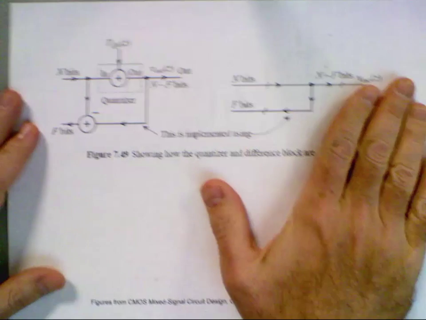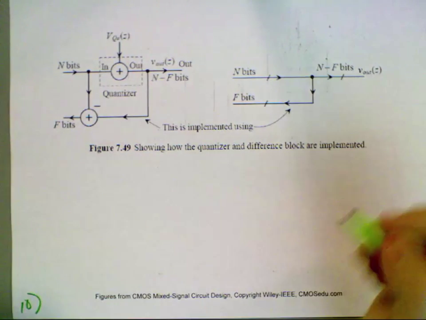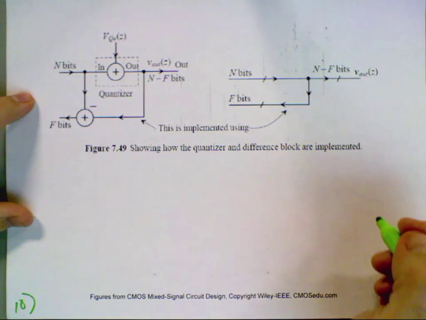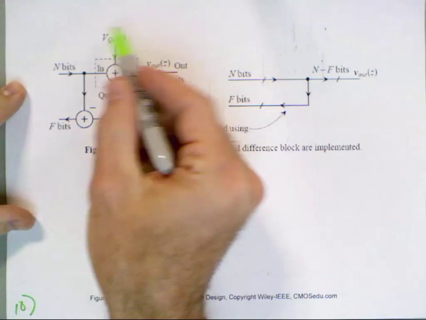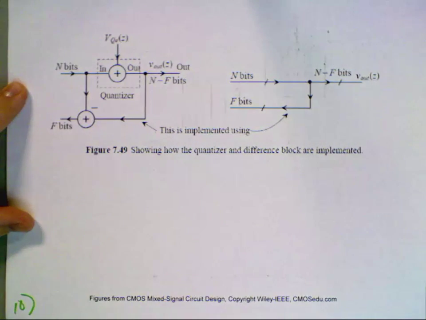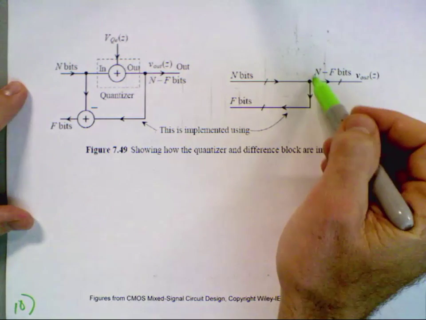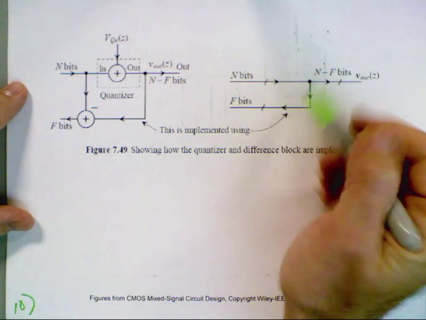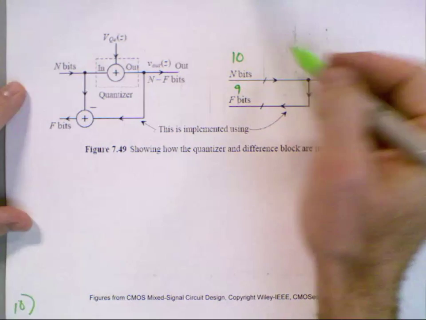So how do you implement that part? And the answer is you have to make sure you use 2's complement numbers and you don't do your arithmetic wrong. But basically, you're taking this whole thing here, where you got your quantizer, your subtractor, and all that, and you're implementing it with just some wires. So you're taking your output, you're subtracting off a bunch of bits. Let's say this was 10, this was 9, then this would be 1, and you're just feeding it back.